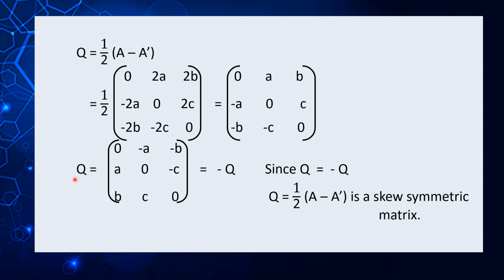When we consider Q transpose, it would be written as 0, minus A, minus B, A, 0, minus C, B, C, 0. When we compare Q and Q transpose, we can see that Q transpose is equal to minus Q. Since Q transpose is equal to minus Q, we can write that Q, which is half of A minus A transpose, is a skew symmetric matrix.